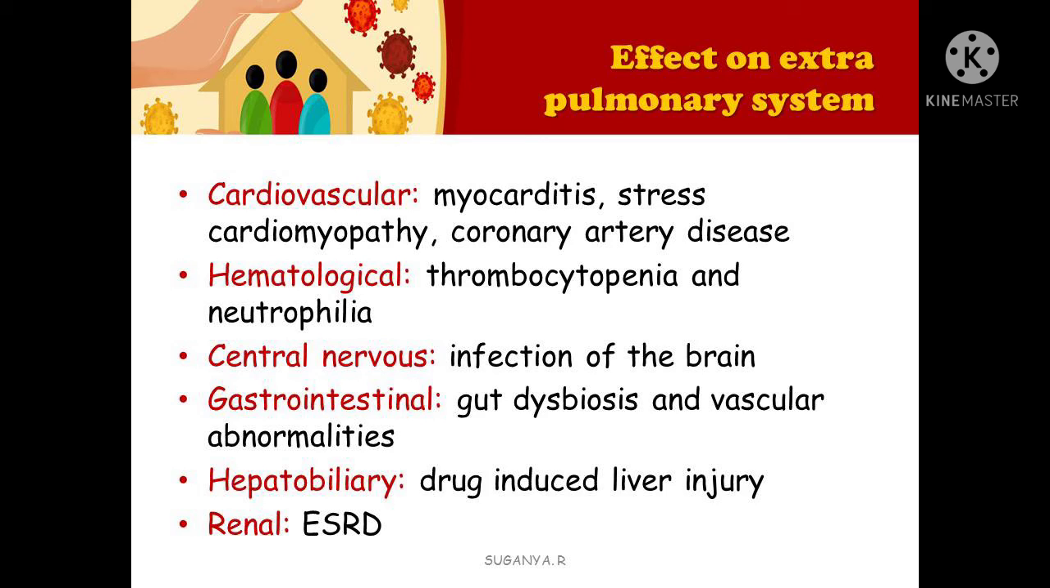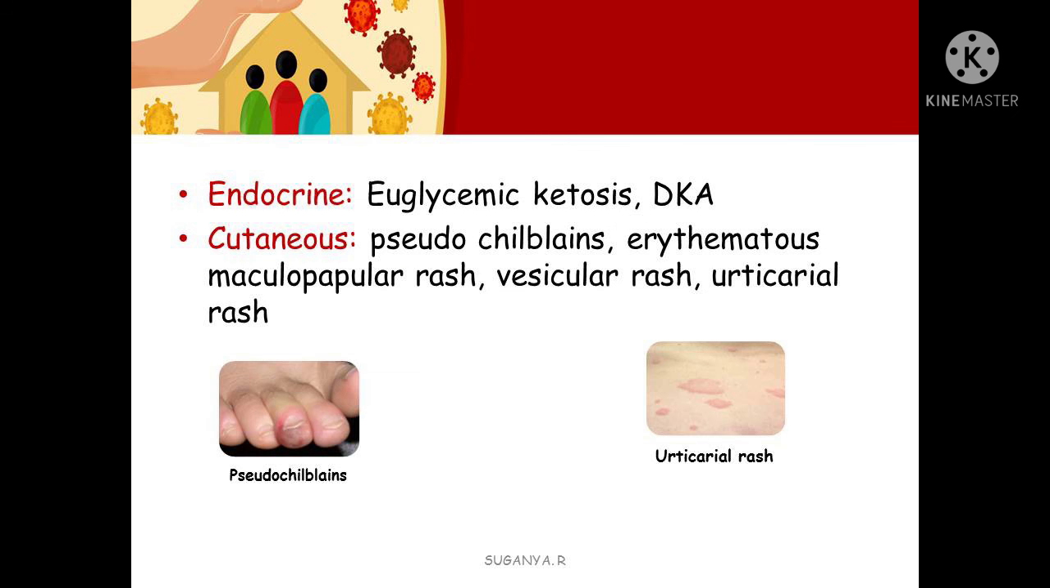In the gastrointestinal system, mainly gut dysbiosis happens, which refers to an imbalance in the gut microbial community, which leads to further development of disorders of the gastrointestinal system. In the hepatobiliary system, the use of multiple drugs may lead to drug-induced liver injury. In the renal system, there will be an imbalance in RAS and microvascular injury, which leads to kidney injury. In the endocrine system, it leads to euglycemic ketosis, which refers to an imbalance between insulin and counter-regulatory hormones, which leads to severe dehydration.